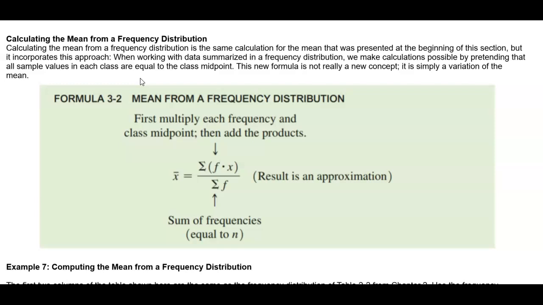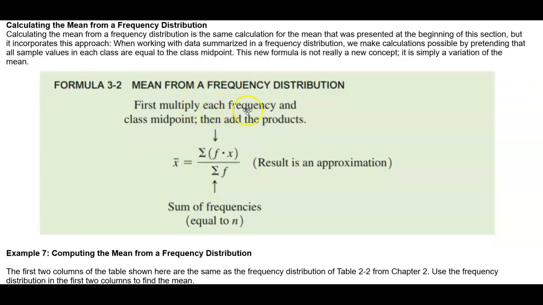When working with data summarized in a frequency distribution, we make calculations possible by pretending that all sample values in each class are equal to the class midpoint. This new formula is not really a new concept, it is simply a variation of the mean. So here's the formula, the mean from a frequency distribution.